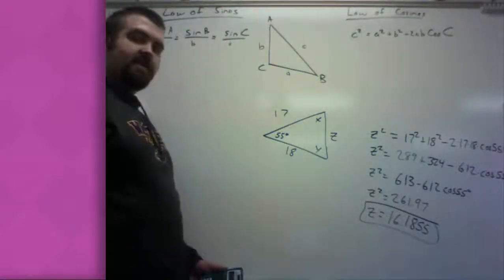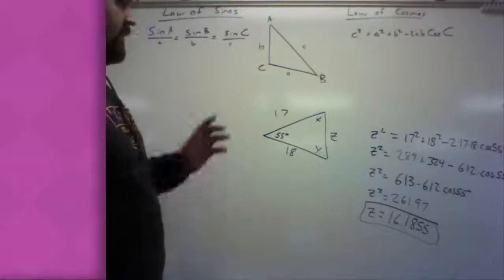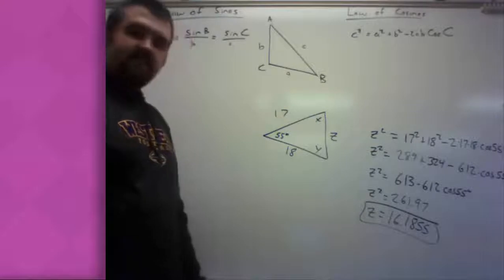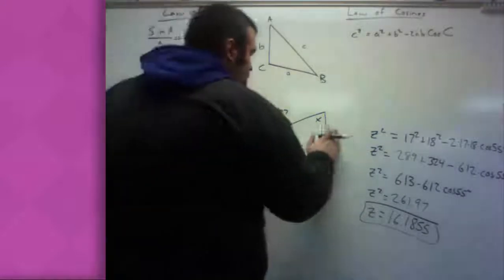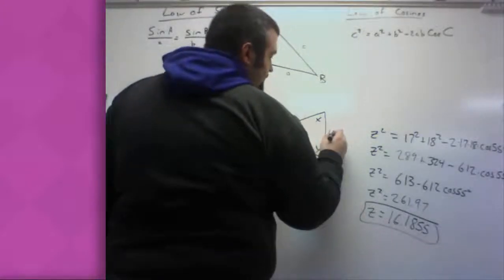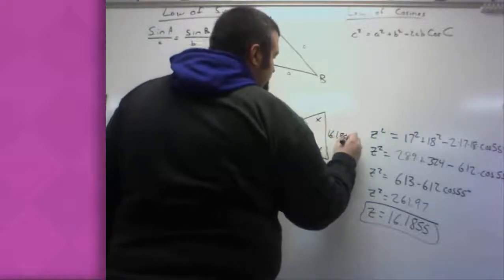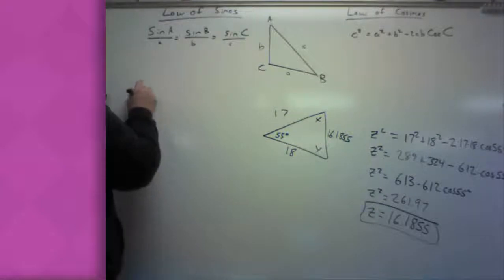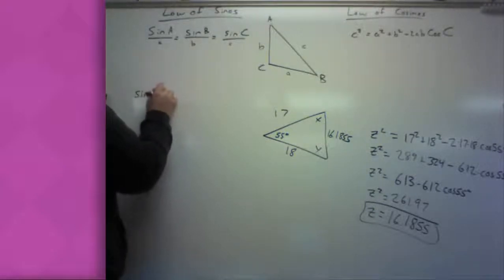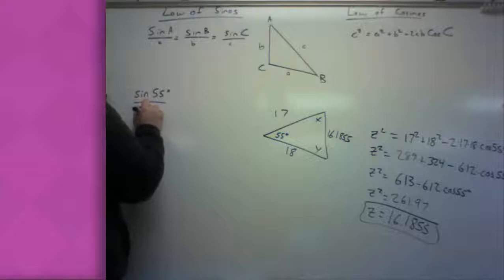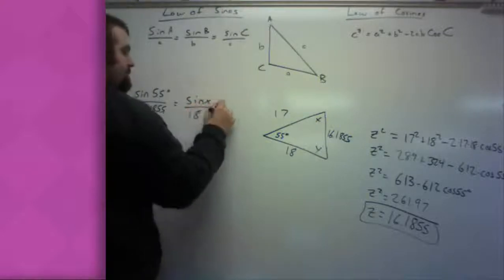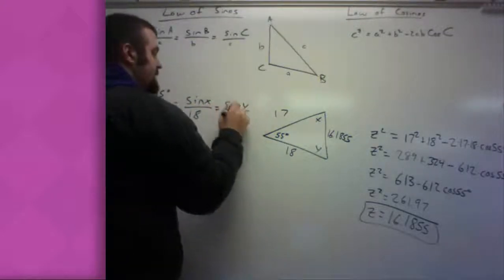I was able to find the last side using the law of cosines. Wow. Alright, let's find the other two angles. So this is 16.1855. So let's use the law of sines over here. Sine of 55 degrees to 16.1855 equals sine of x to 18, which equals sine of y to 17.